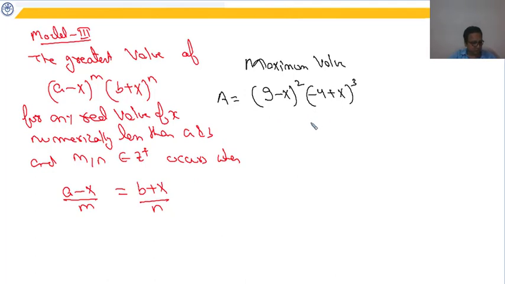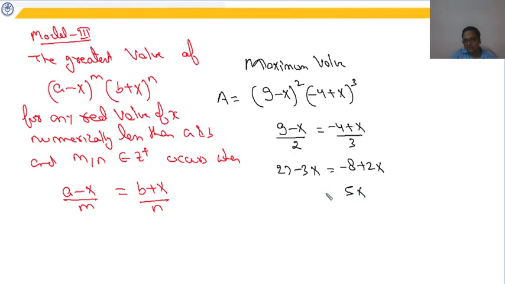What we simply do is 9 minus x upon 2 is equal to 4 plus x upon 3. Just equate this, simplify this. 27 minus 3x is equal to 8 plus 2x. So 3x goes to the right hand side, 8 comes to the left hand side, it becomes 5x equals 35. Get the value of x as 7.